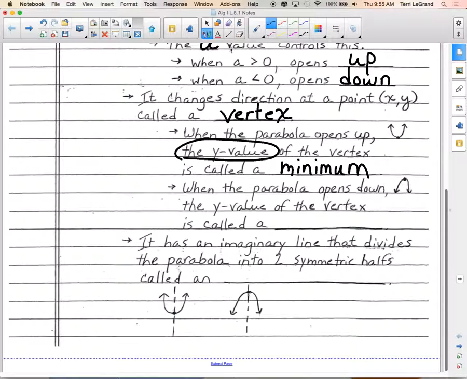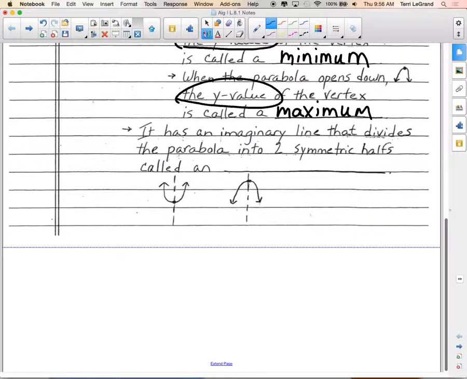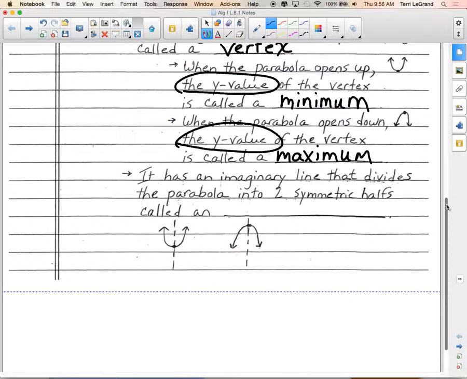When the parabola opens down, now the vertex is at the top, isn't it? So when the parabola opens down, the y value of the vertex is called a maximum. It doesn't go any higher than that. And again, let's circle the y value, not the x value. The x value doesn't talk about height. The y value talks about height, up and down. So you're going to have to make sure you have a good understanding of minimums and maximums.